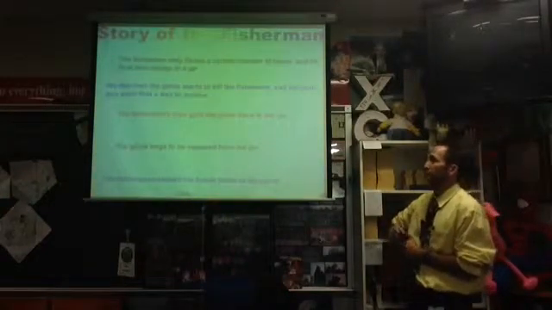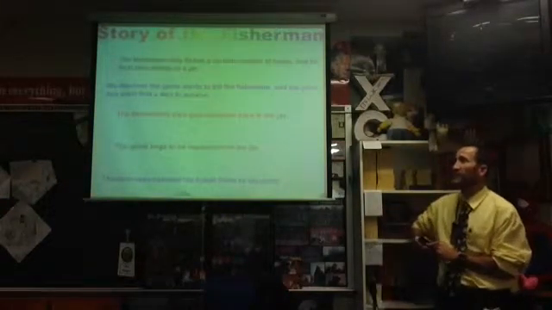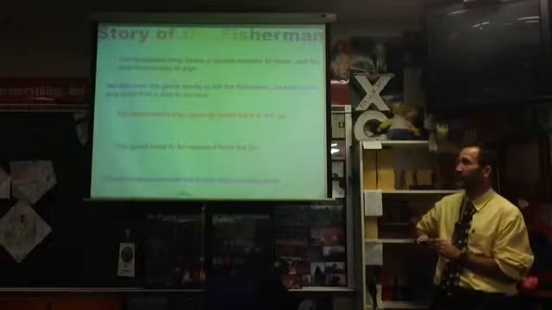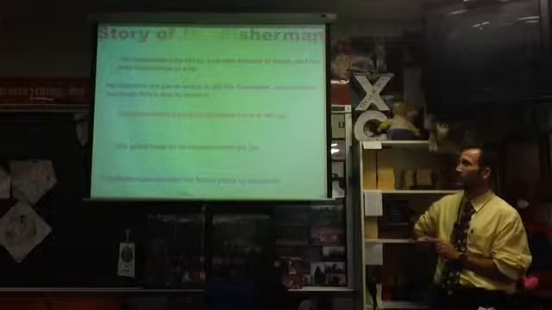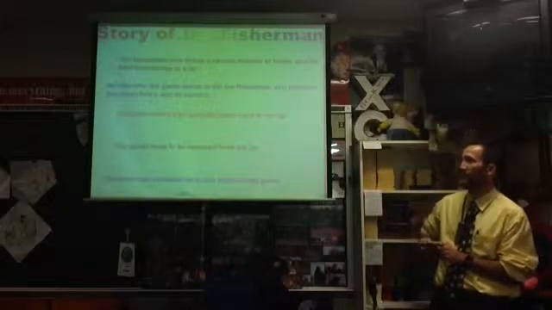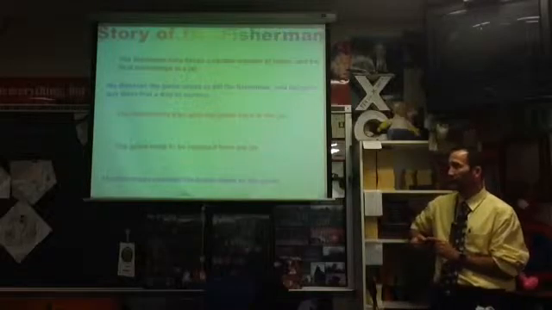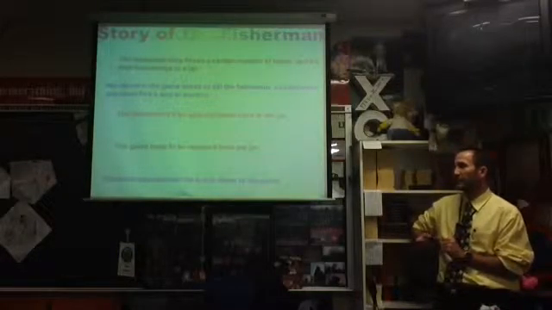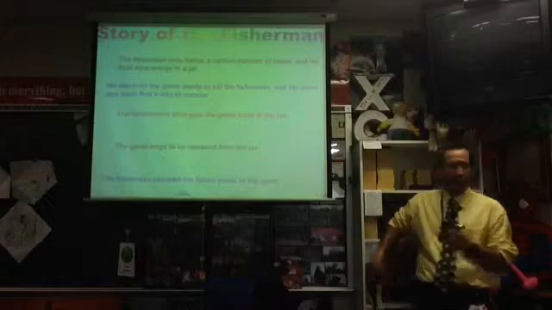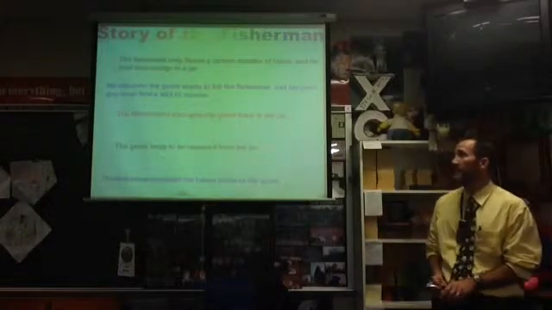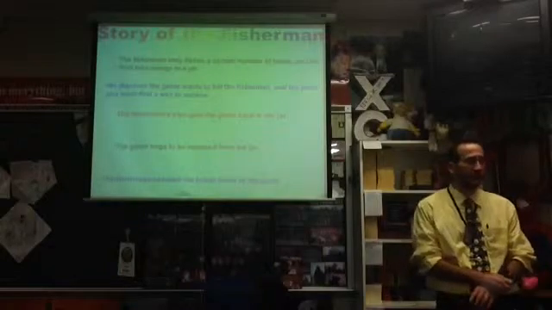For the story of the fisherman, we have these 5 parts where it says, the fisherman only fishes a certain number of times, and his final time brings in a jar. And then we discover the genie wants to kill the fisherman, and the poor guy must find a way to survive. Then the fisherman plans to get the genie back in the jar. The genie begs to be released from the jar. The fisherman explains his future plans to the genie. These are the 5 parts, sort of broken up. The first one there, where it says he's only going to fish a certain number of times, is the boring stuff at the beginning.